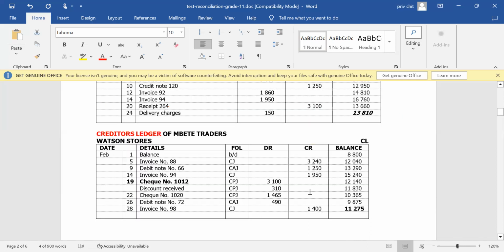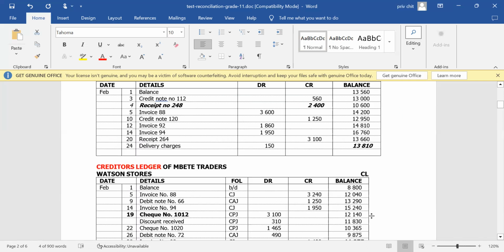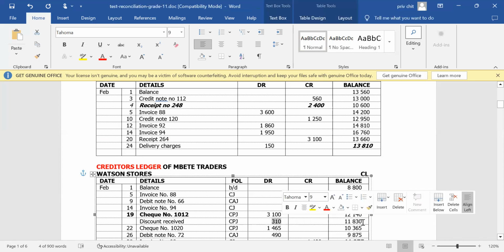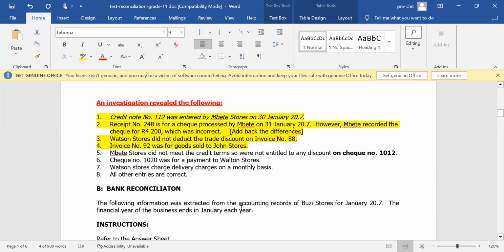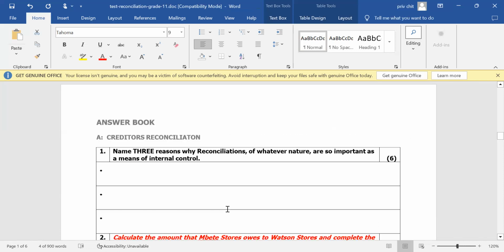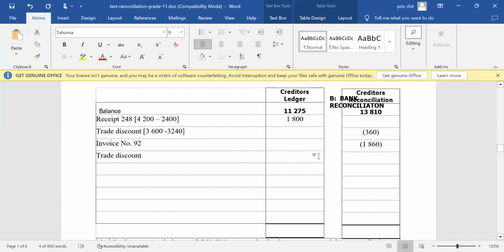So if we had initially subtracted the 310 over here, what are we supposed to then do when we do the correction in the recon? We add it back. Does it make sense? Yes. Right. So it comes here, 310.